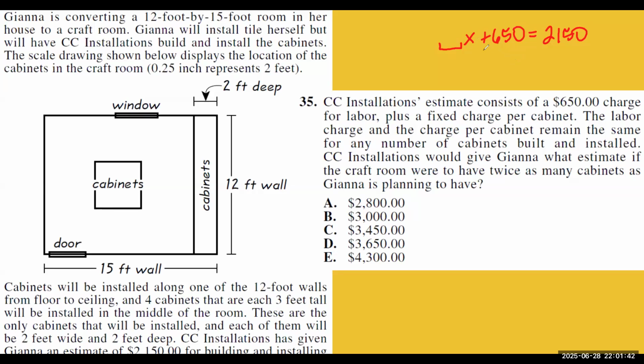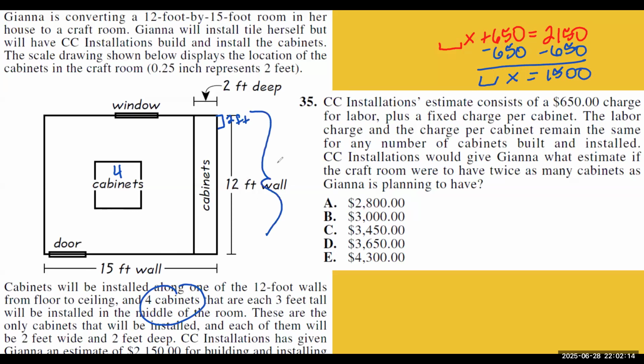If I subtract 650, then I end up getting 1,500 equals some number X. And the number that I want here is going to represent the price per cabinet. So if I'm thinking about how many cabinets I have, they said in the question there are 4 in the middle, and then the ones on the edge are all 2 feet apiece. So if there's 12, then that gives me 6. So this side of the room will have 6 cabinets. So 4 plus 6 gives me 10 cabinets.